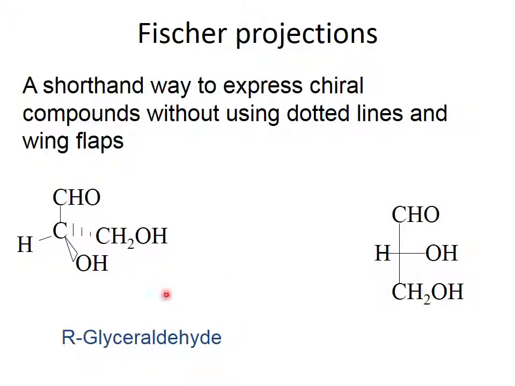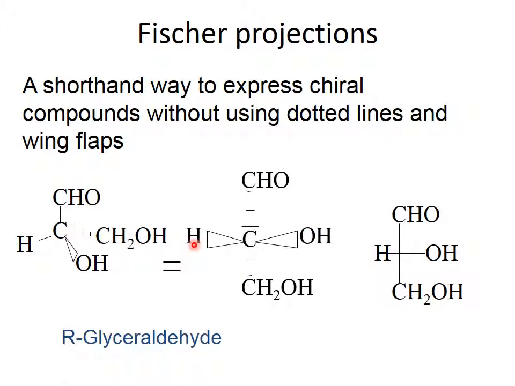Well, what we do to change this to a Fischer projection is rotate this compound so that the methyl hydroxy group actually comes down and this hydroxyl group goes up here to the side. Let me show you. Okay, it is the same thing as this. You see how the hydrogen is sticking out at you and the hydroxyl group is coming out at you, but this aldehyde group and the methyl hydroxy group are going back.